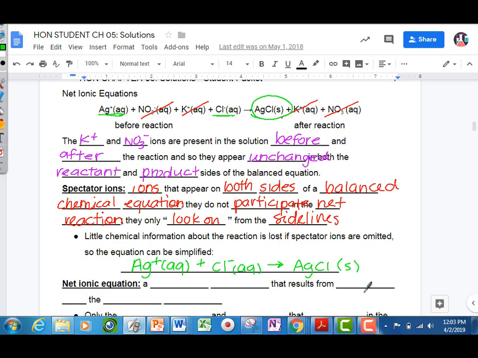They're aqueous before and after. Nothing changed about them. And you saw that when we modeled on page 5 in the drawing. So you had aqueous potassium and aqueous nitrate ions in the beakers before. After, you drew them aqueous, just in the same place.